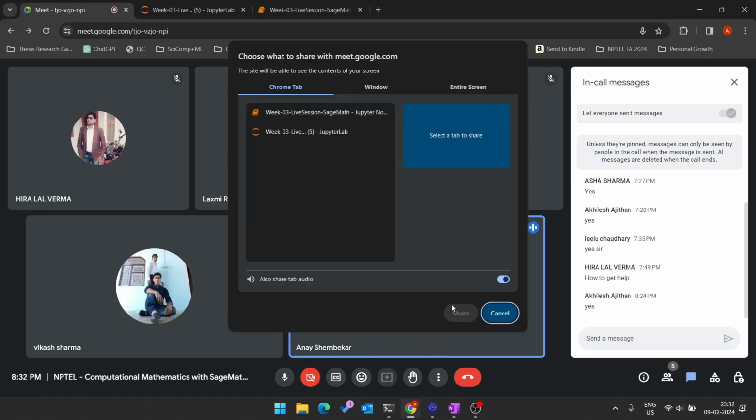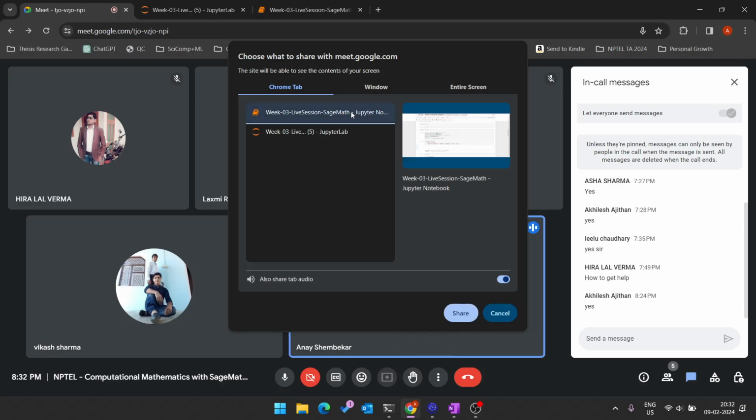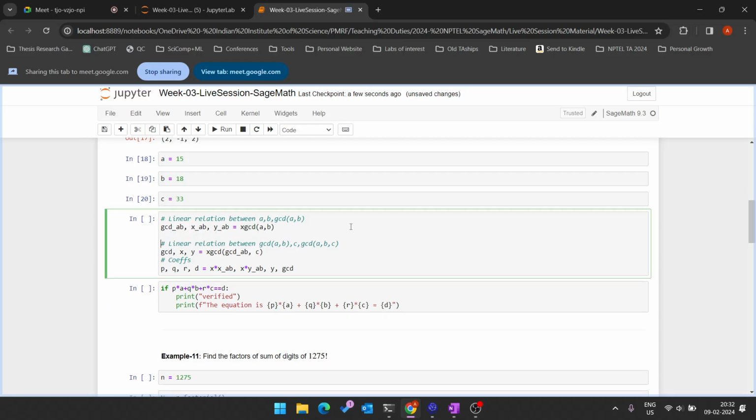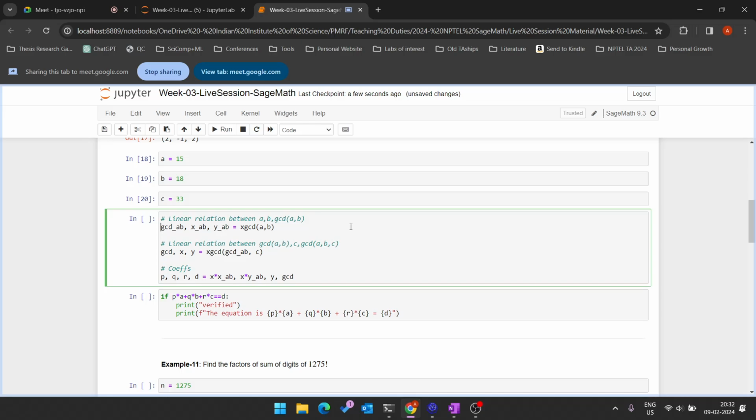Okay, going back to our SageMath notebook, this is exactly what I have done. In the first part, I am calculating GCD between A and B, which is, as I have written in the expression, this is G, this is M, this is N. And in the next part, I have written this to be D, X and Y, and my PQR are X into M, X into N, and my GCD is D itself.